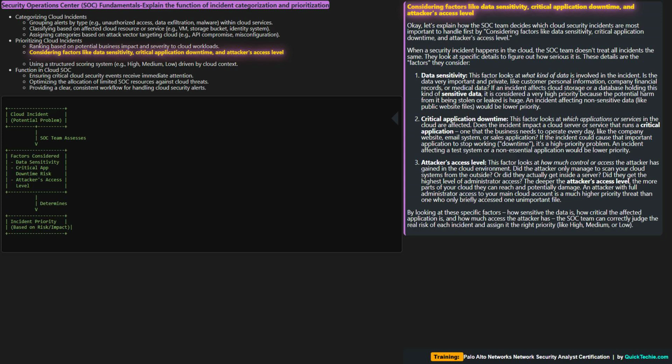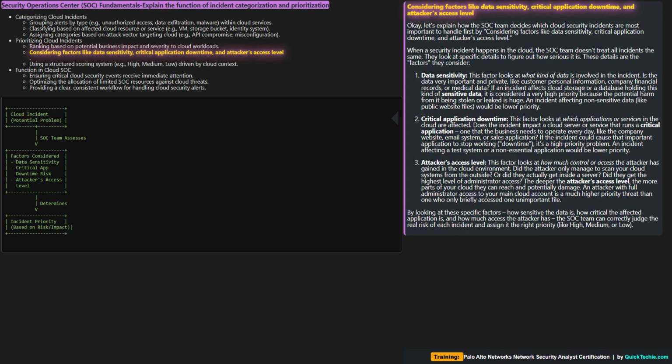2. Critical application downtime. This factor looks at which applications or services in the cloud are affected. Does the incident impact a cloud server or service that runs a critical application, one that the business needs to operate every day, like the company website, email system, or sales application? If the incident could cause that important application to stop working, causing downtime, it's a high priority problem. An incident affecting a test system or a non-essential application would be lower priority. 3. Attacker's access level. This factor looks at how much control or access the attacker has gained in the cloud environment.